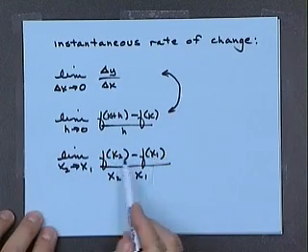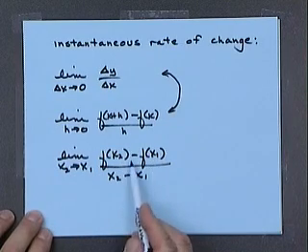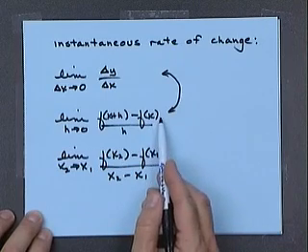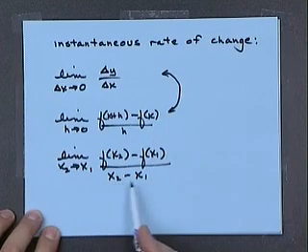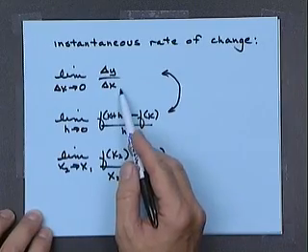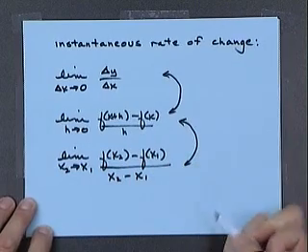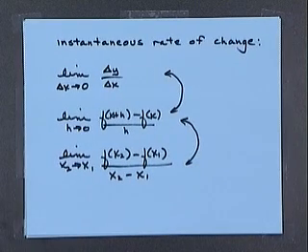Difference of the y values. Second, the f of x2 minus the f of x1, that's delta y, same thing as this numerator. Difference of the x values, that's what h was, that's what delta x was. So these are all three, in essence, saying the same thing, different ways of saying that instantaneous rate of change.